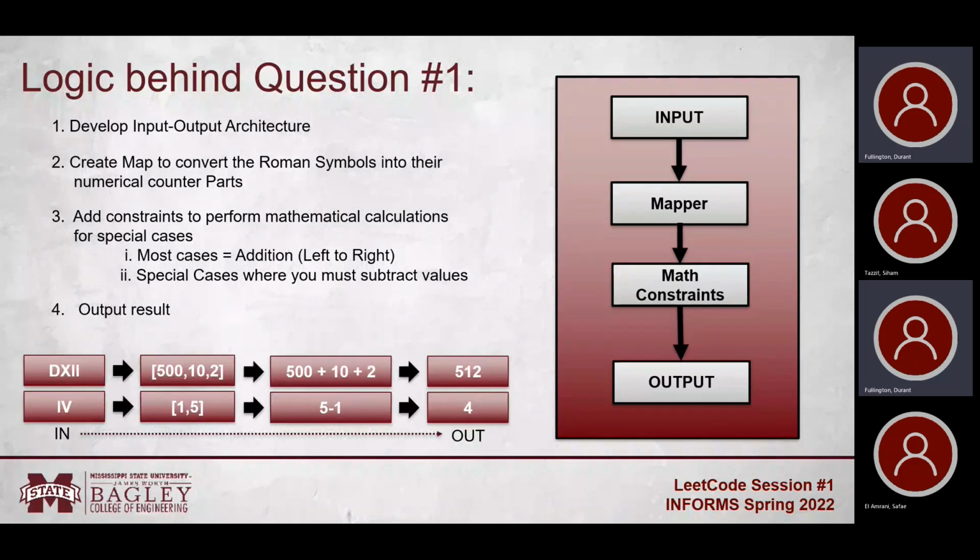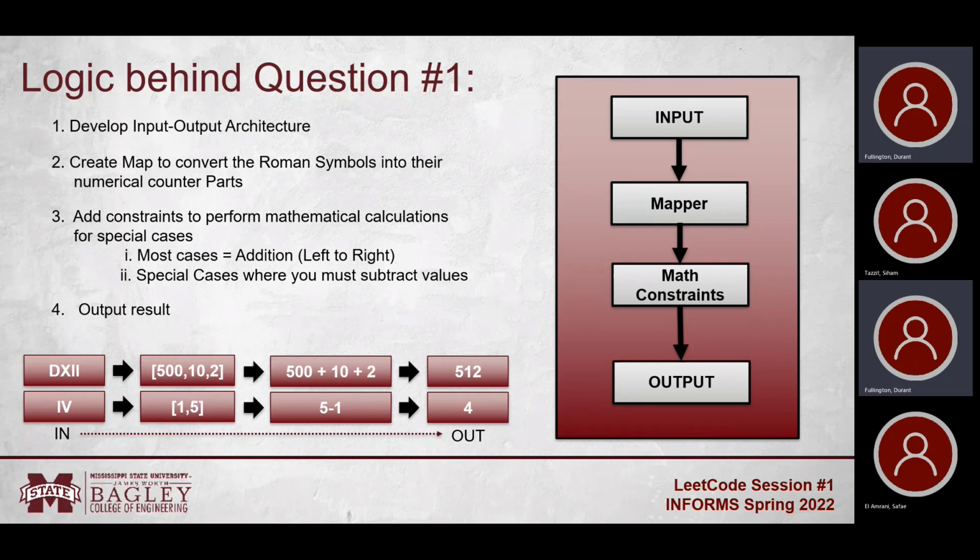And here are a couple of quick examples. If we take DXII as our input, we know this is going to be a list of values that are 500, 10, and 2. This is what these integers represent, or really it would be 500, 10, 1, 1, but it's simplified for this instance. Then we add these together, and that gives us our integer value.